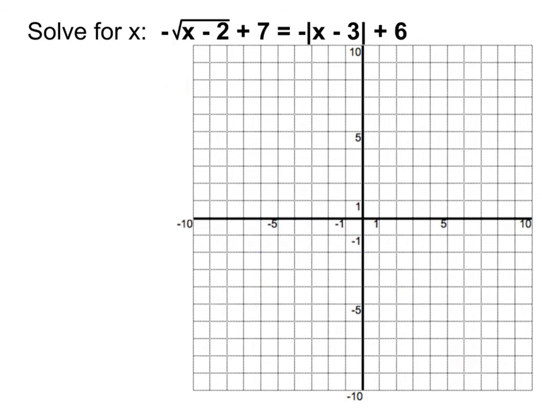All right, now we're just going to do one last problem to take a look at what happens as we do some of these various solutions by graphing. In this case, I have a square root set equal to an absolute value. Well, once again, I want to set it up as two separate equations. And now I'm going to graph each of those two separate equations.